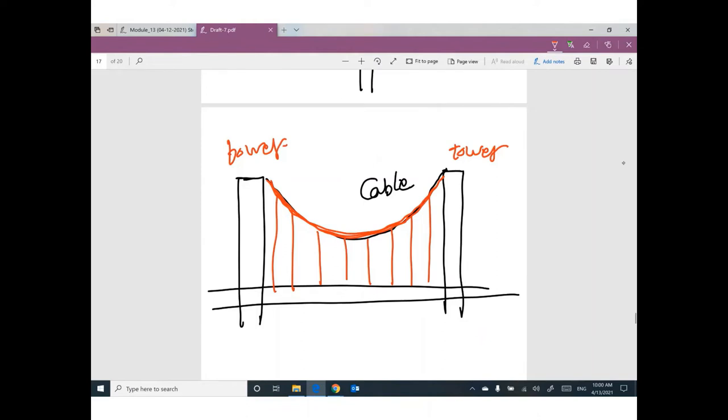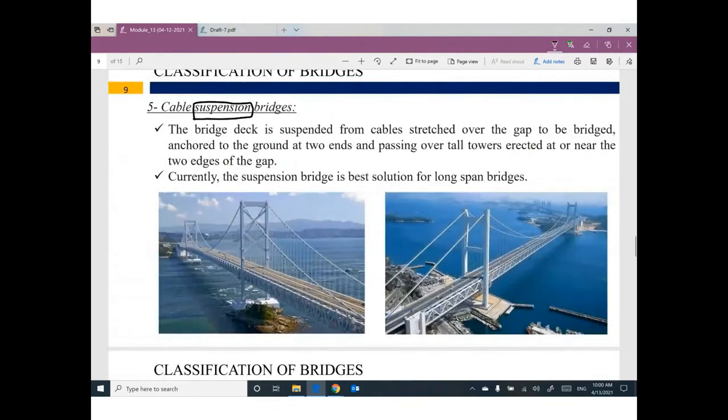Cable suspension bridge. Can you see here? We have a tower, we have another tower. In between, we have a suspended cable and we have vertical ties.